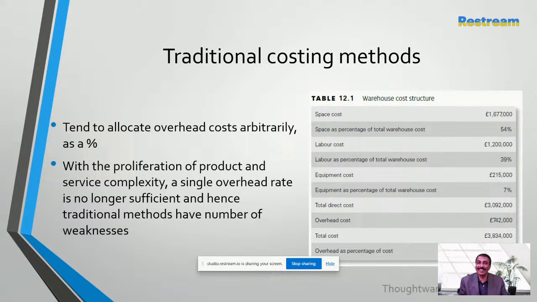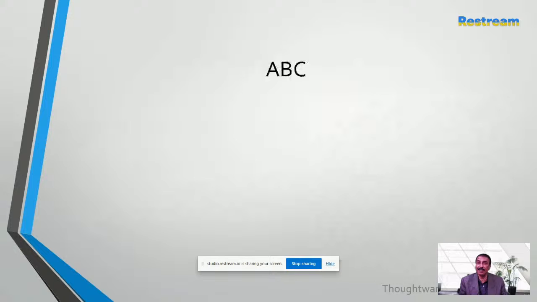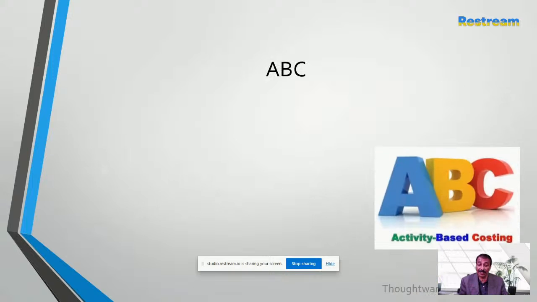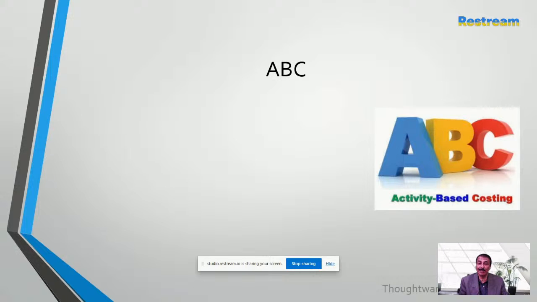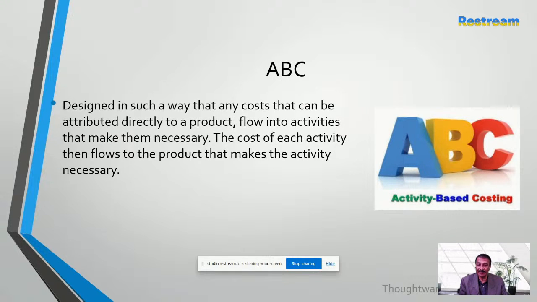So possibly as a warehouse manager, you should also know one more method called the ABC method. Of course, this is not an inventory technique we are talking about here, but activity based costing. ABC also means activity based costing. It is designed in such a way that any cost that can be attributed directly to the product flows from the services that make them necessary. The cost of each activity then flows to the product that makes the activity necessary.